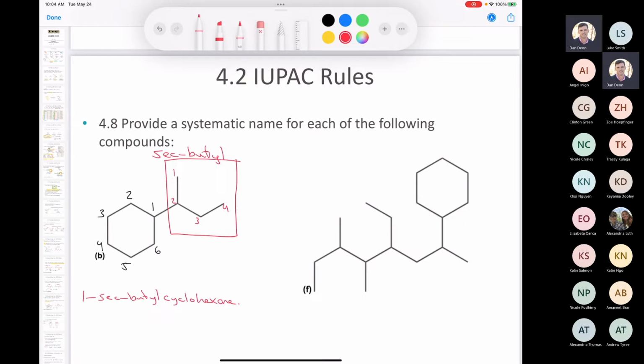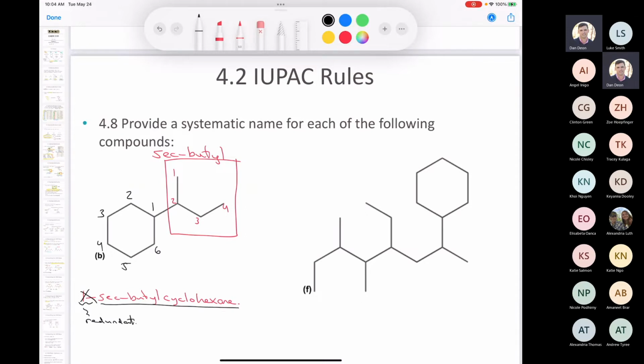But that's actually not correct. There's no need to put a locant here. This is what we call redundant. There's no need to put that there because there's only one substituent. If there was more than one substituent, you'd have to put a number there, but there's only one, so we just get rid of that. And the answer is sec-butylcyclohexane would be the name for that molecule.